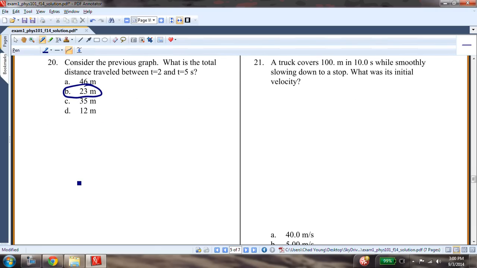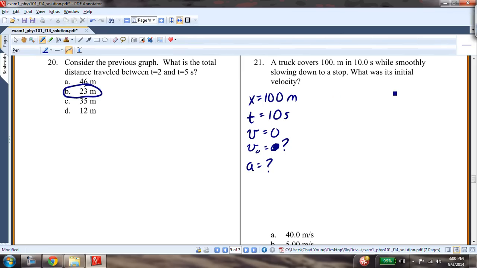All right, number 21, this was a homework question actually. A truck covers 100 meters in 10 seconds while slowing down to a stop. So that means that v final is equal to 0. I don't know v naught. It's not 0, it's something else. And I don't know the acceleration.